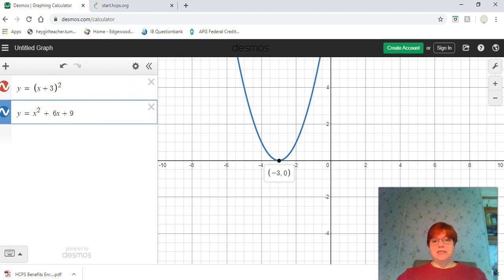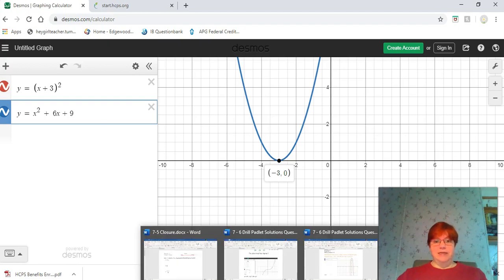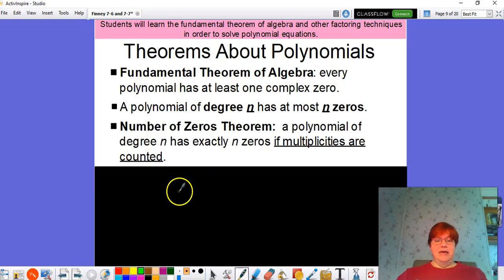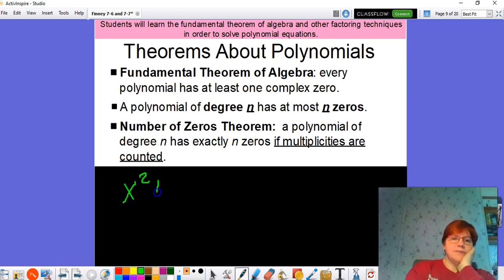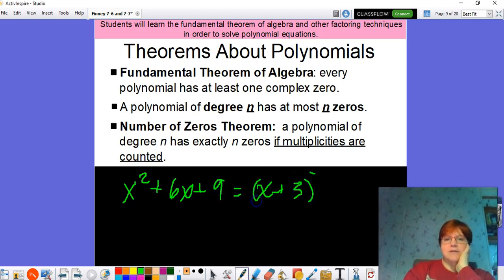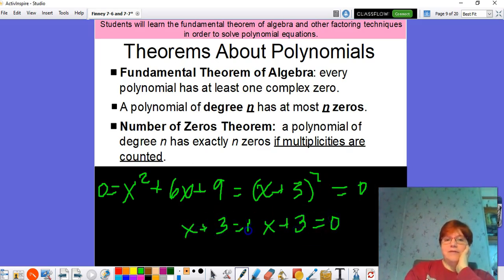So that means when I solved this equation, if I go back to my flip chart, I had the equation x squared plus 6x plus 9, which equals (x + 3) squared, and I want to know when that equals 0. So that means that x plus 3 equals 0, and x plus 3 equals 0. How many factors are there? There are 2 factors. So there are 2 solutions of -3.